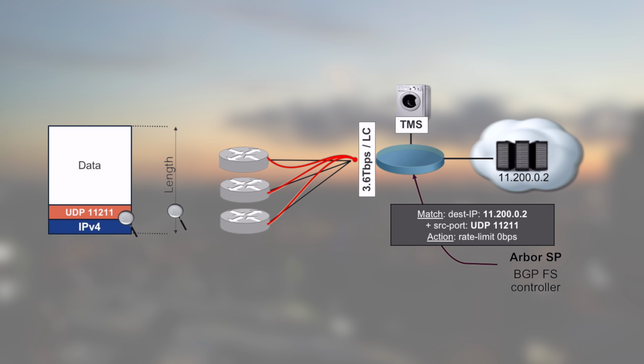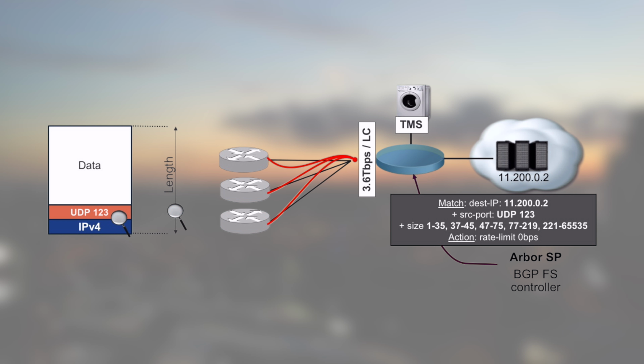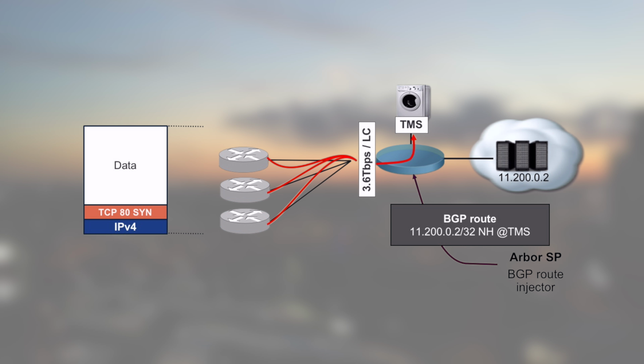Let's summarize the test we just performed. A Memcached attack has been launched against our victim. The Arbor SP detected it and automatically programmed a BGP Flowspec rule in the NCS 5500. Then we generated an NTP amplification attack, which has been detected and mitigated following the same approach. Finally, we started a TCP SYN flood attack. It has been detected like the two others, but this time the system automatically injected a more specific BGP route to divert the traffic to the scrubbing device, the TMS. And none of this mitigation involved any human participation.